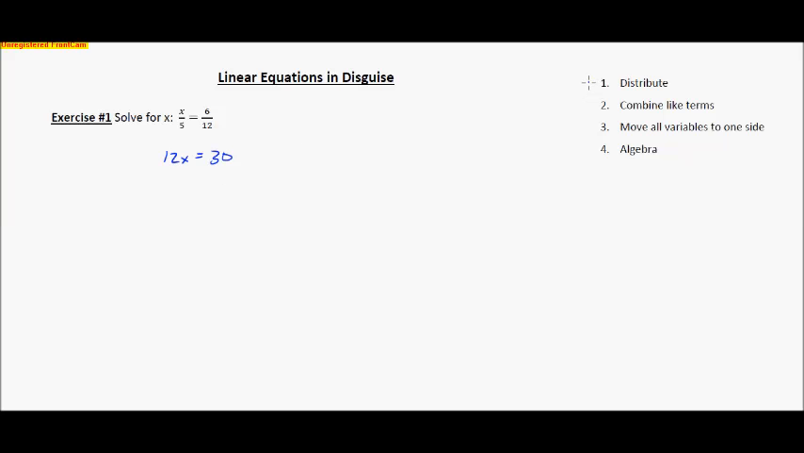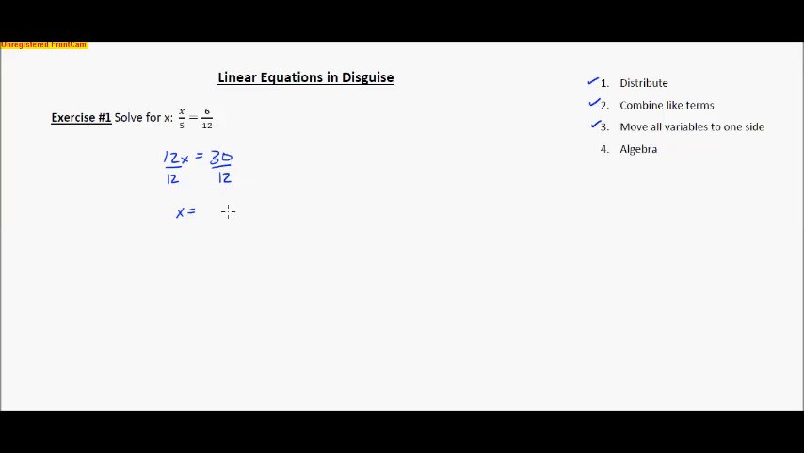Oh, we don't have any distribution. We try to combine like terms. Oh, there's no like terms to combine. We try to move all the variables to one side. Oh, we're all done with that too. And it's just simply left to do the algebra. You guys have been doing this for a while, so we divide by 12.